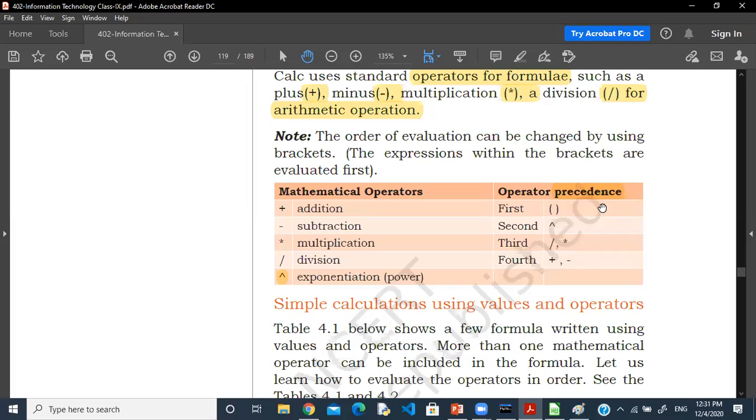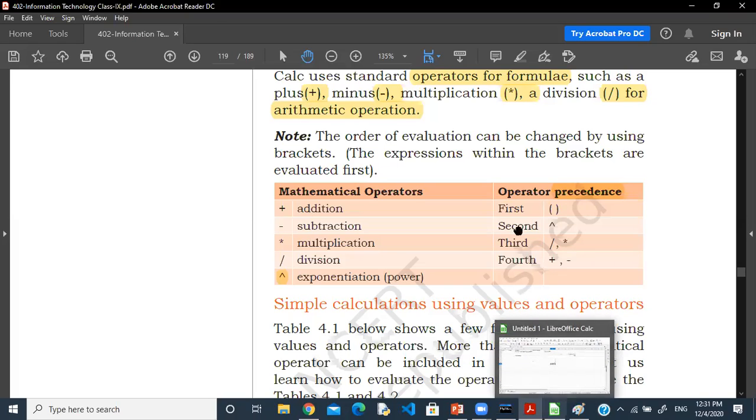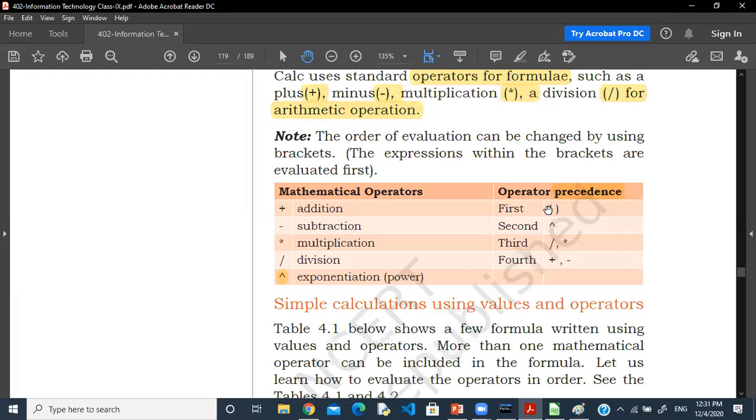Now, what is precedence? Precedence means priority: which operator will execute first. Look at this. The first priority belongs to the parenthesis symbol, the small bracket. Exponentiation has second priority, then multiply and divide have the same third priority, then plus and minus have the same priority. What happens if multiply and divide are both in your expression? In that case, whichever comes first is evaluated first.